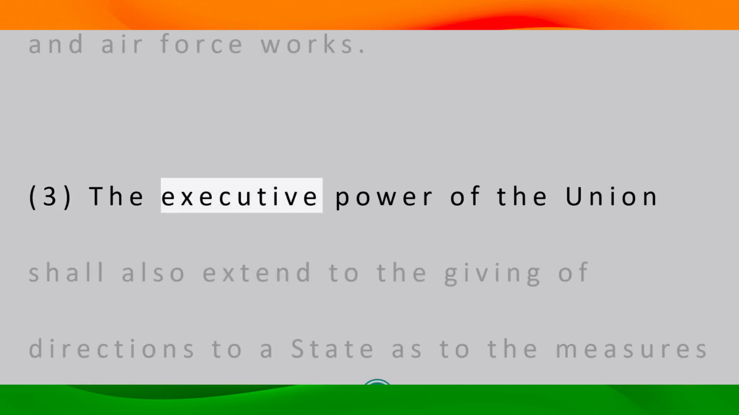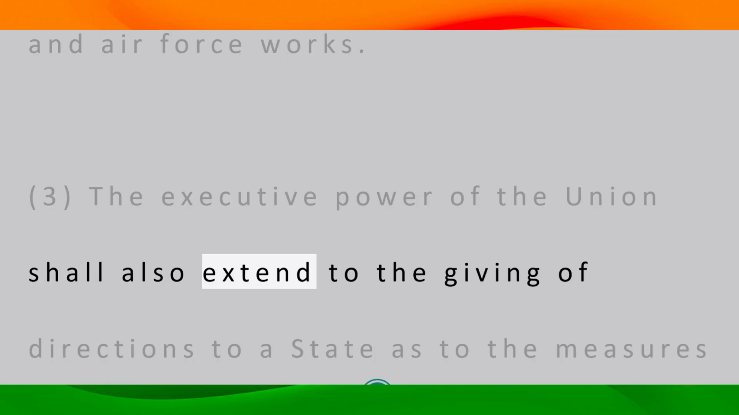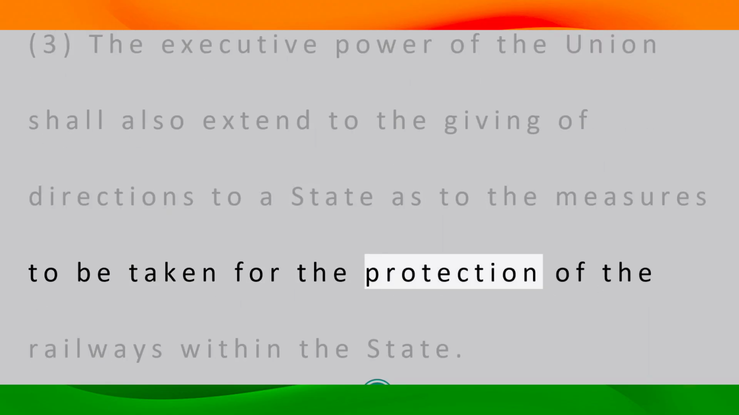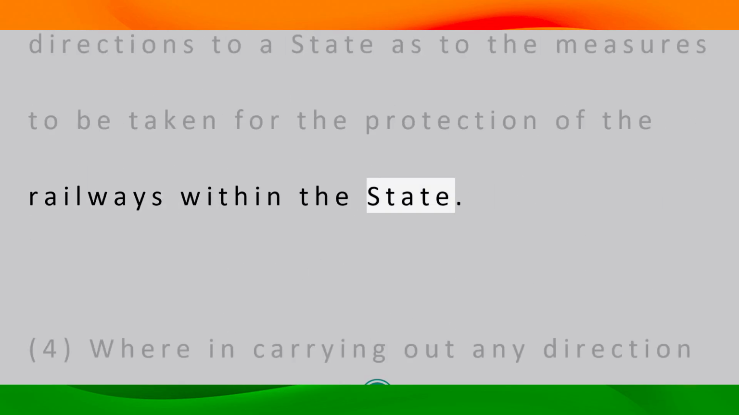3. The executive power of the Union shall also extend to the giving of directions to a state as to the measures to be taken for the protection of the railways within the state.